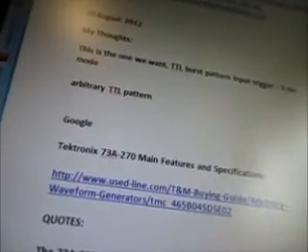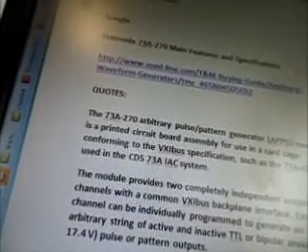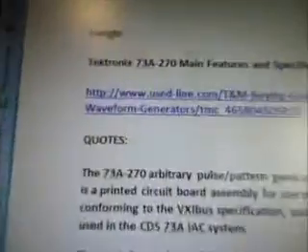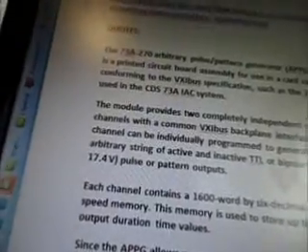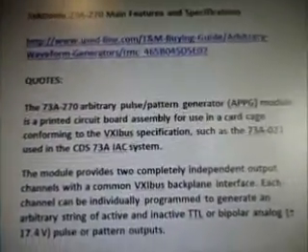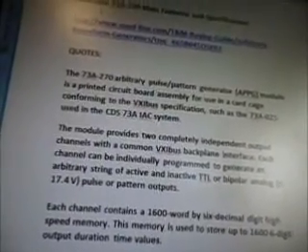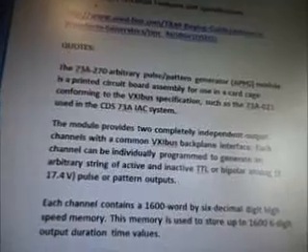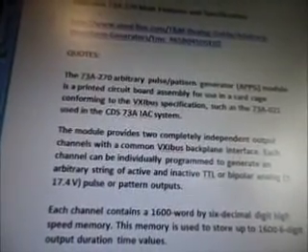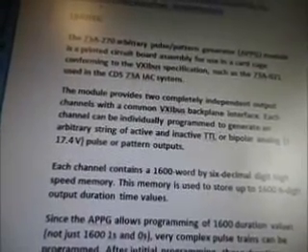So what we want is the TTL burst pattern input trigger 3ms mode, arbitrary TTL pattern. And then I was going to Google Tektronix 73A270 main features and specifications on www.used-line.com. And there's the thing. So quotes, the 73A270 arbitrary pulse pattern generator. APPG module is a printed circuit board assembly for use in a card cage conforming to the VXI bus specifications such as the 73021 using the CDS 73A IAC system. The module provides 2 completely independent output channels with a common backplane interface.